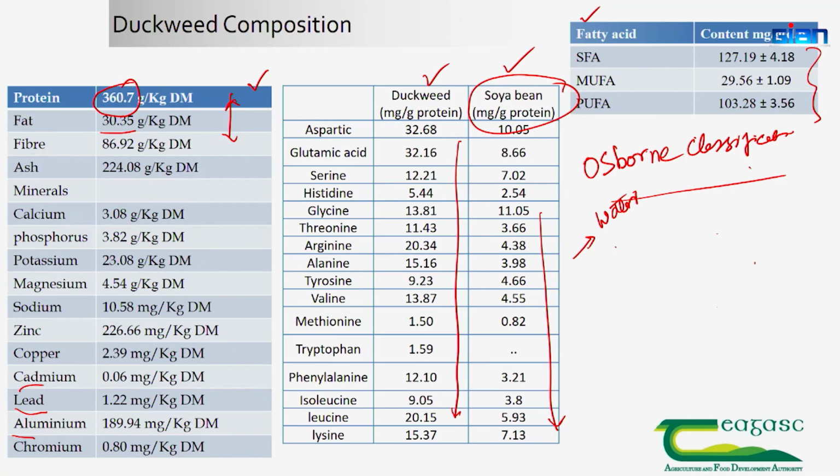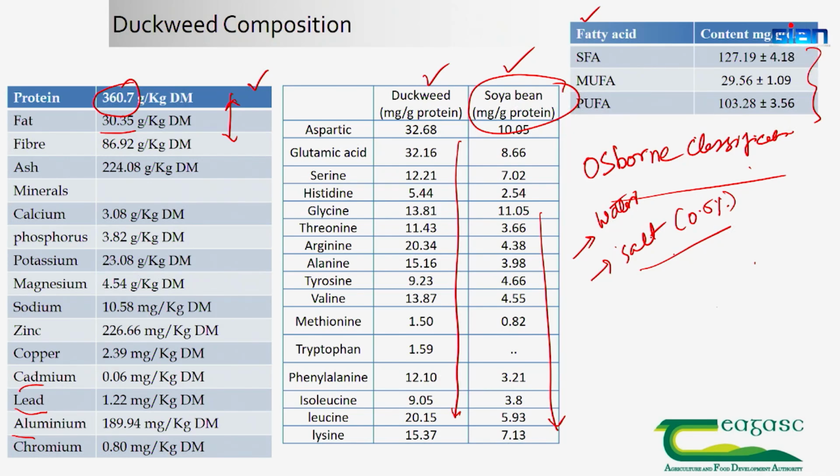Osborne means certain proteins are water soluble. For example, albumins and globulins are water soluble. Some proteins are salt soluble. That is 0.5% or 0.2 molar or 0.5 molar, something like that. 0.2 to 1% salt soluble proteins are there.